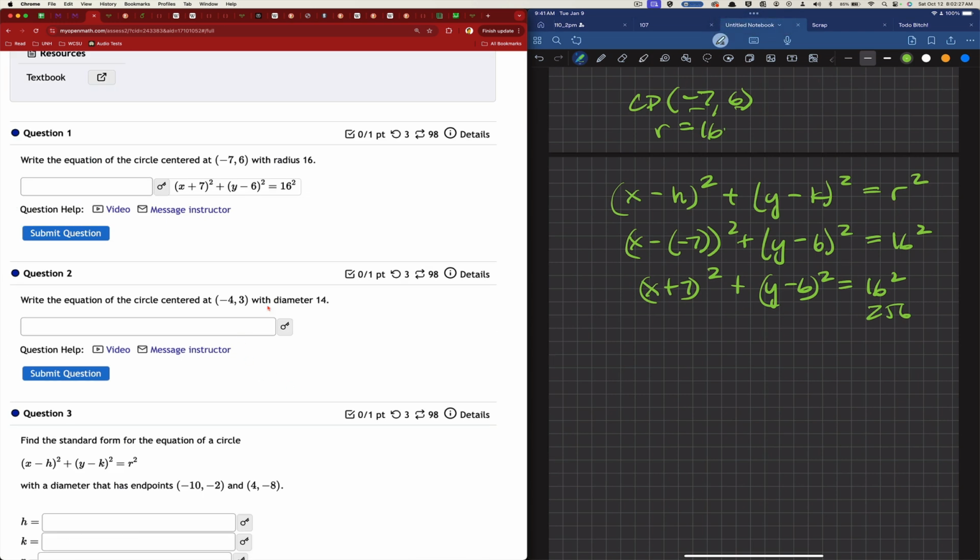The second problem is essentially the same problem. You have to just manipulate this 14, right? Because the diameter is twice the radius, so you'd have to take this and divide it by 2 to get the radius of 7. So this will have x plus 4, much like this had plus 7, the quantity squared, plus y minus 3, the quantity squared, equals 49, or 7 squared.